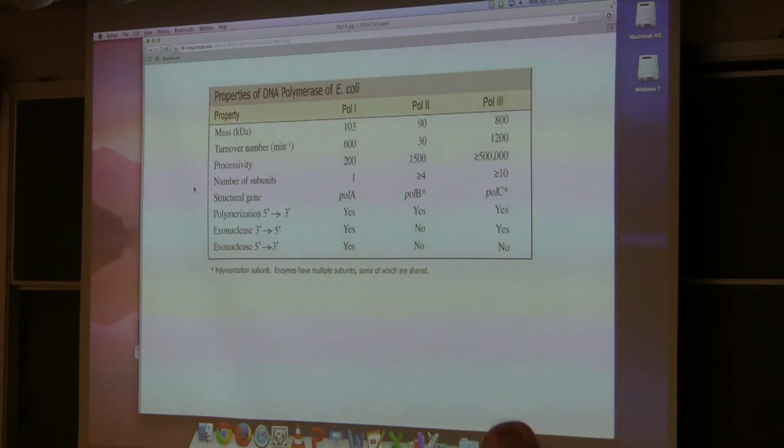If I said, what's the proofreading activity in a DNA polymerase, what would you tell me? Define it. I would hope you would say it's a 3' to 5' exonuclease, right? If I said, what's the primer removing activity, I would hope you would tell me it's the 5' to 3' exonuclease activity, right? Which of these makes phosphodiester bonds and which of these breaks phosphodiester bonds? The polymerase activity makes phosphodiester bonds. The exonuclease activities break phosphodiester bonds. Okay?